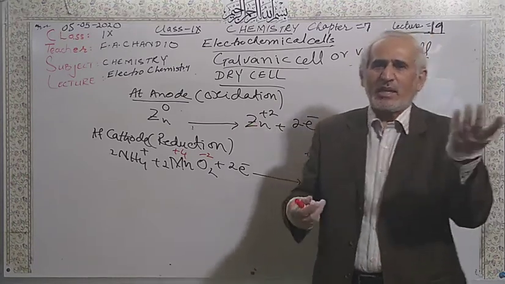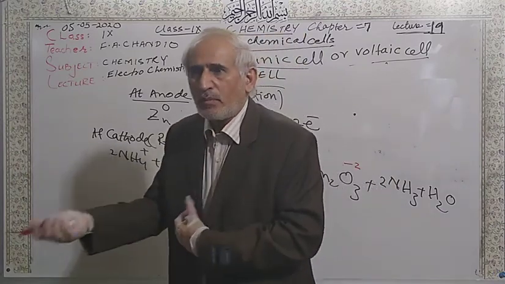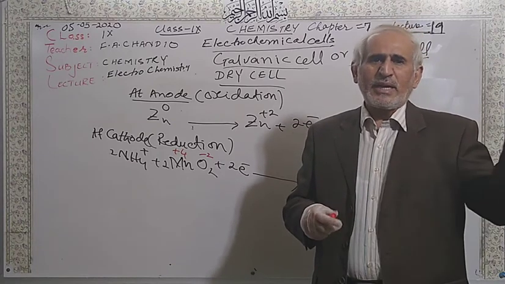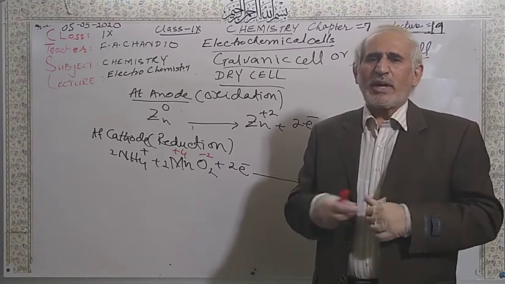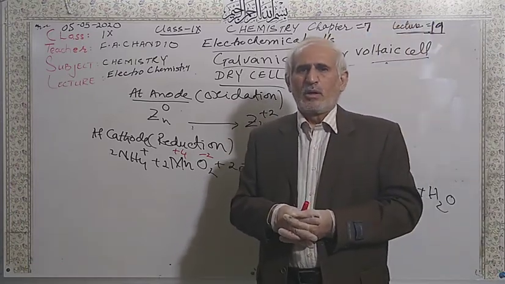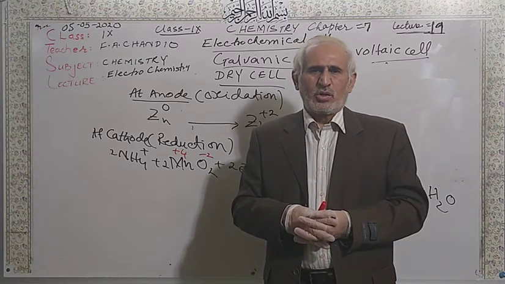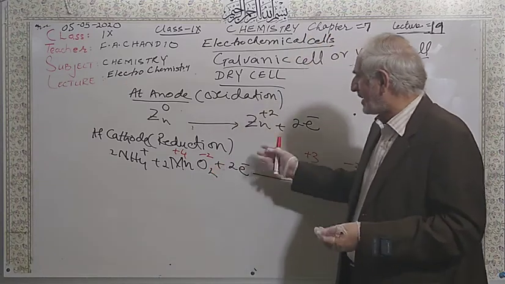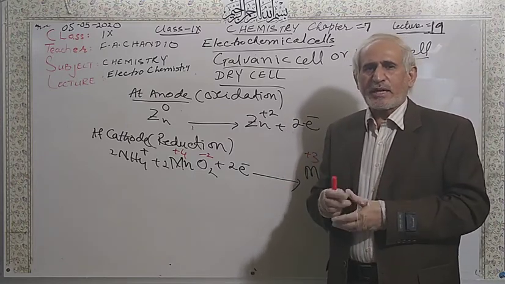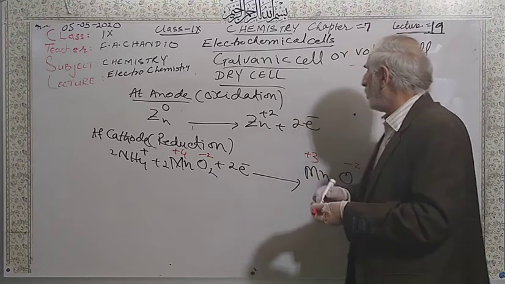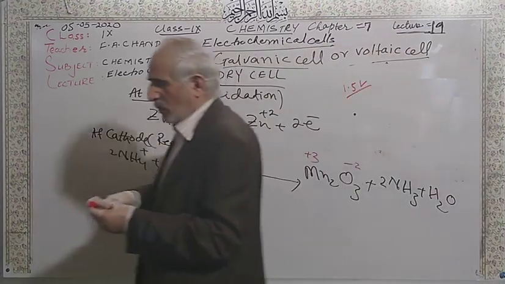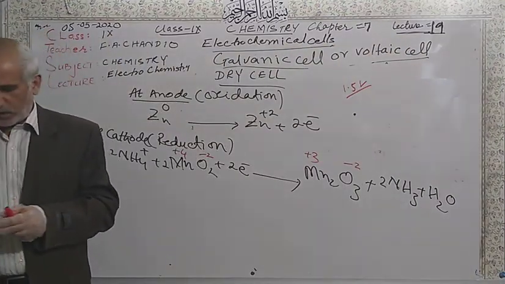Sometimes you put these cells in toys or other appliances, and after some time they leak. The electrodes are going to be destroyed because of leakage. So these cells come in different qualities, small and big, available in the market. Mostly it is a 1.5 volt cell. 1.5 volts is going to come from one cell.